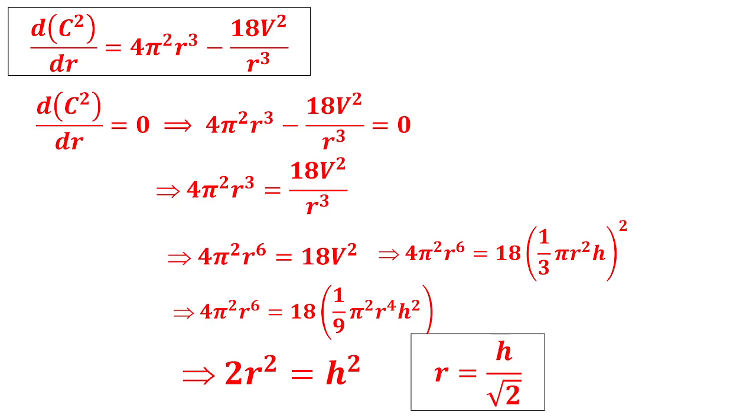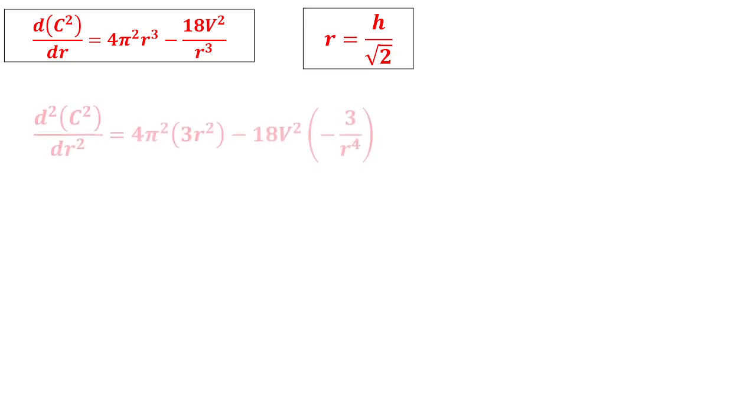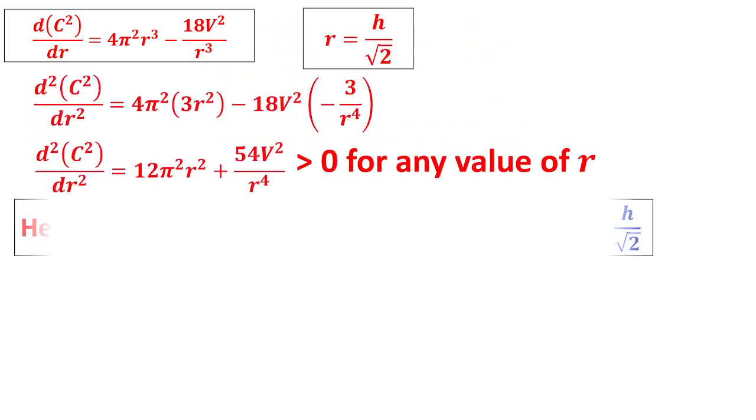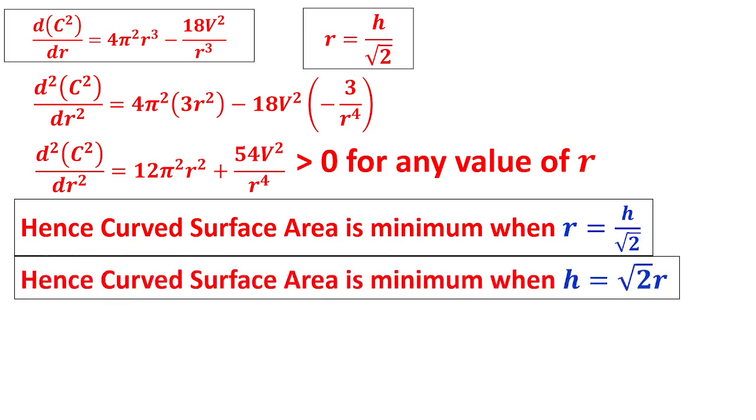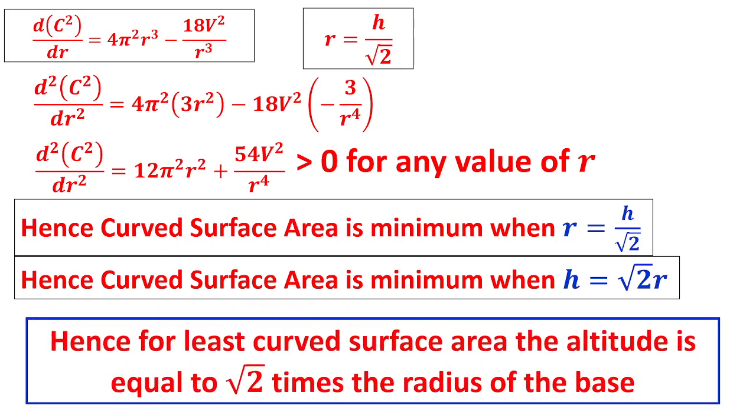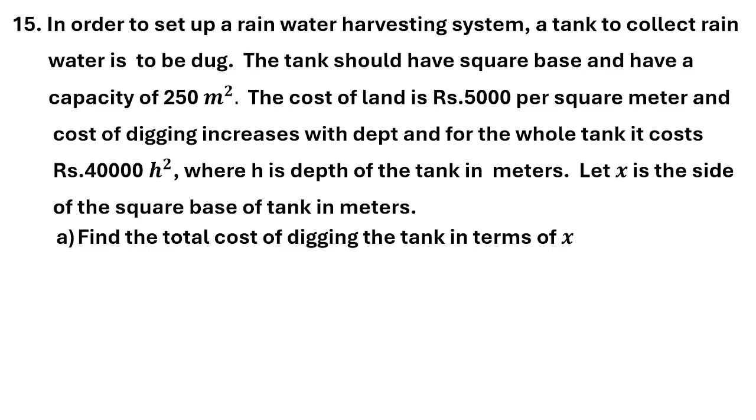We have to prove that for this value of R, which is H upon root 2, we have to find the second derivative, and show that it is greater than 0, because this problem is a minima problem. Therefore, it is greater than 0. Every term is positive. Therefore, curved surface area is minimum when R is equal to H by root 2, or when H is equal to root 2 R. Therefore, the conclusion is: for least curved surface area, the altitude is equal to root 2 times the radius of the base. Let us move on to the case study question.